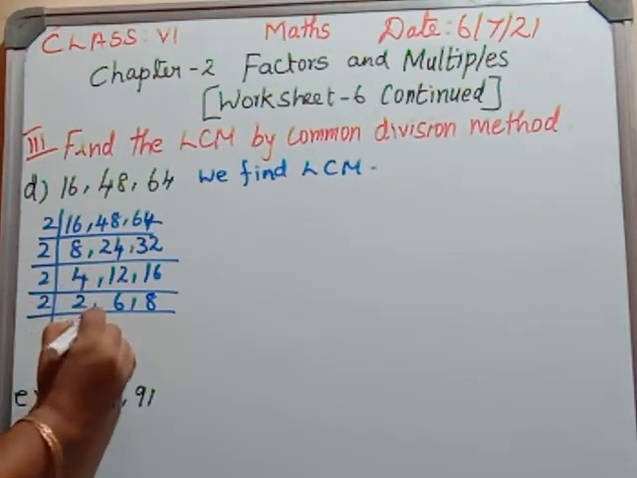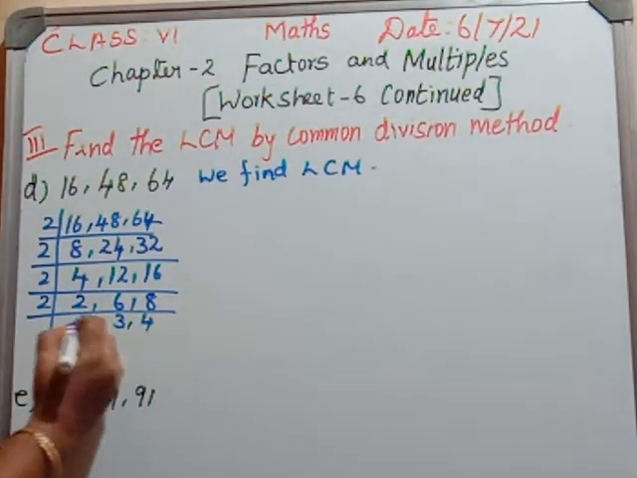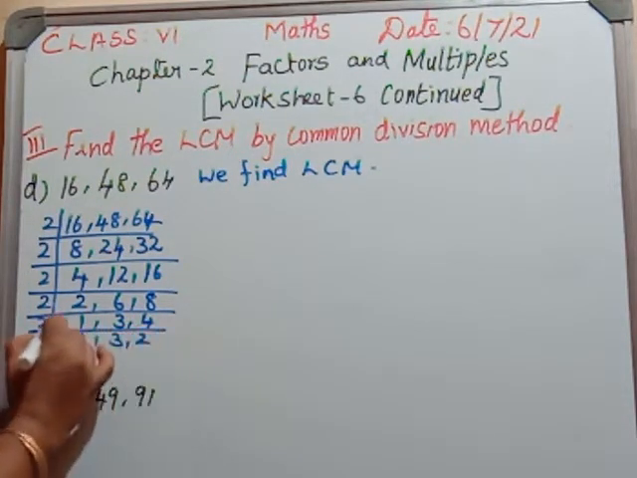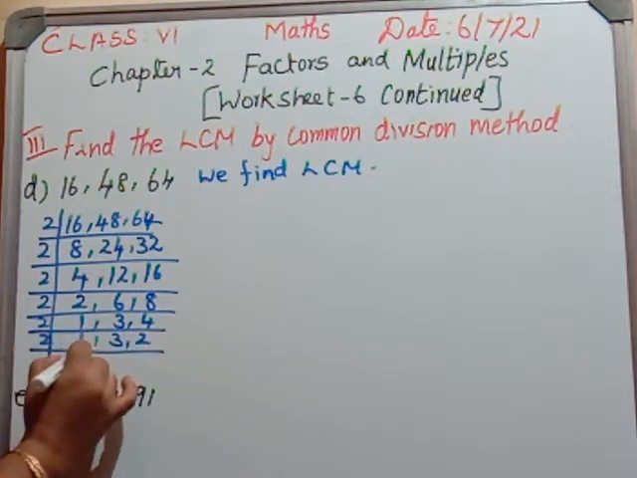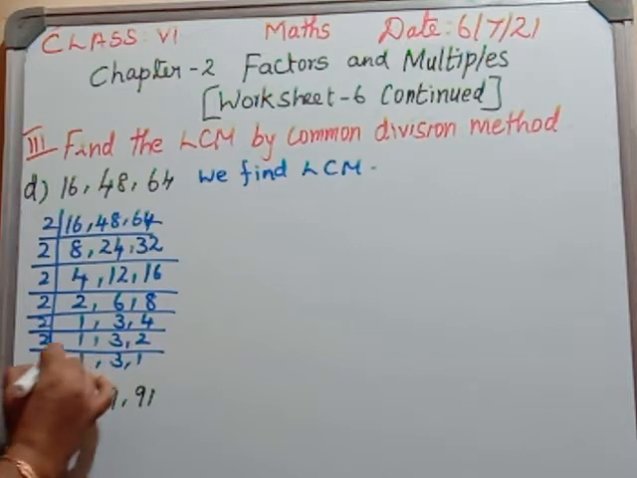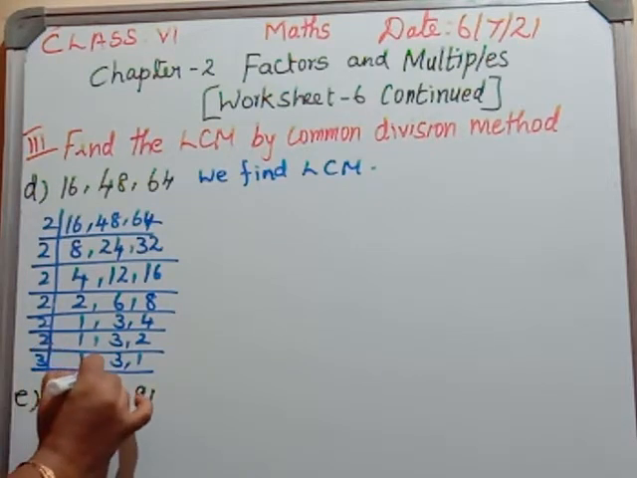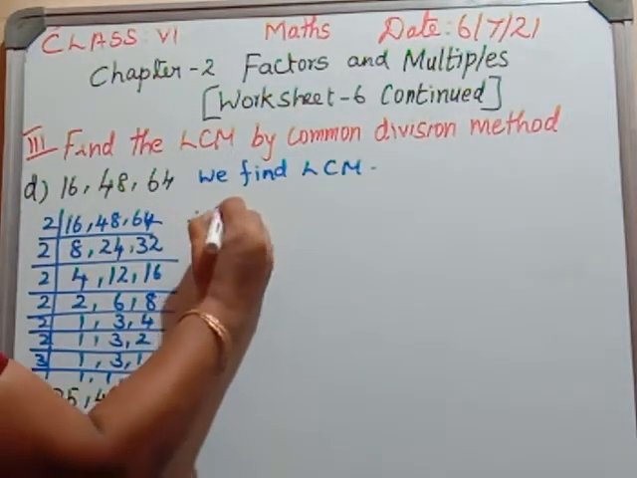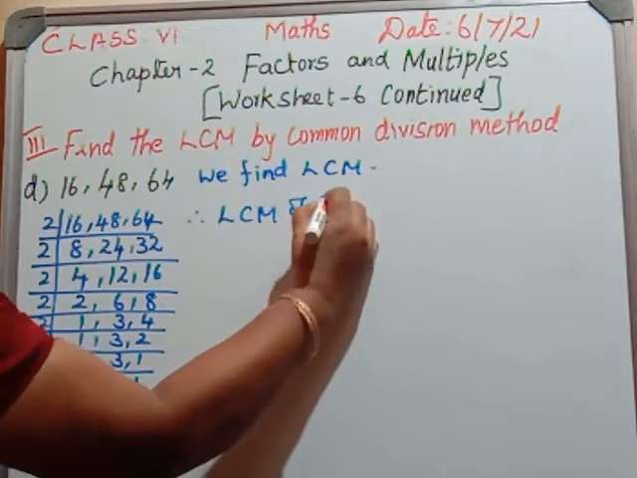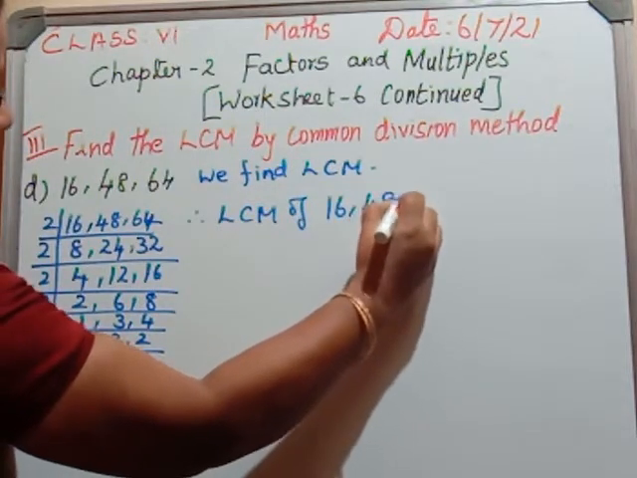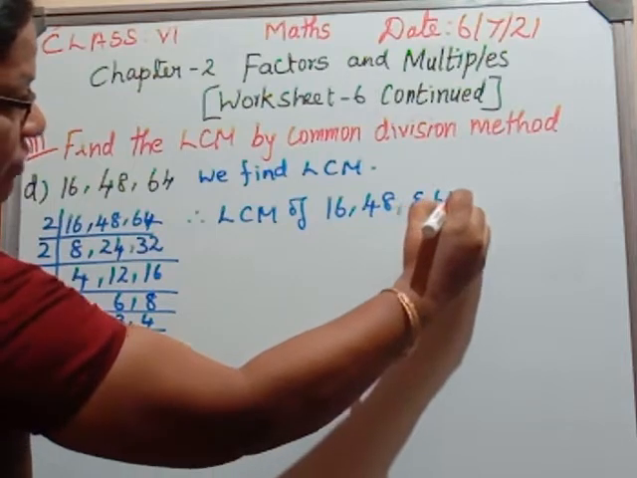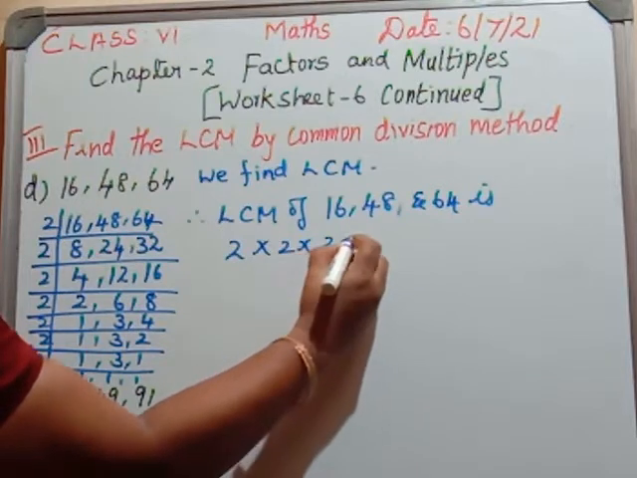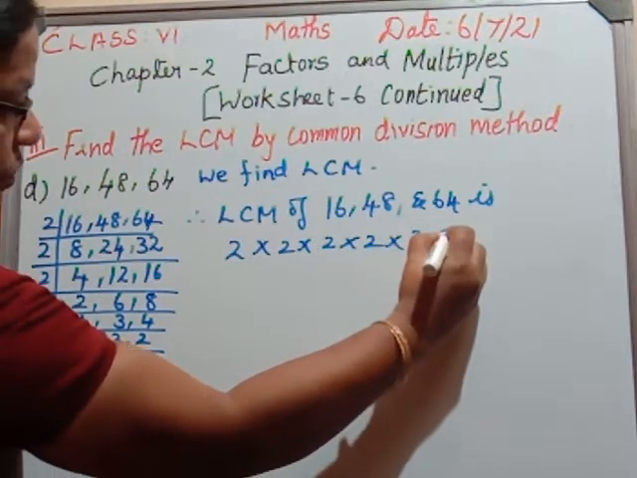Again I will take 2. 2 1's are 2, 2 3's are 6, 2 4's are 8. Again I will take 2. 1, 3 cannot be divided, we will take as it is. 2. Again I will take 2, 1, 3 take it as it is, 1. Now the last number, I will take 2, then we will get all the 3 numbers, remainder is 1. So therefore LCM of 16, 48 and 64 is, now we will write all the numbers: 2 into 2 into 2 into 2 into 2 into 2.